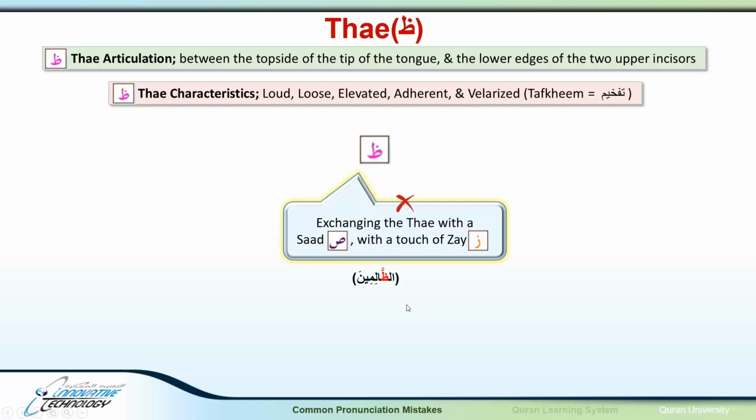And this is wrong. We should pronounce it like this: الظالمين, al-dhalimin, dha, not sa, not za. So you have to make sure to pronounce the dha from the right articulation point.